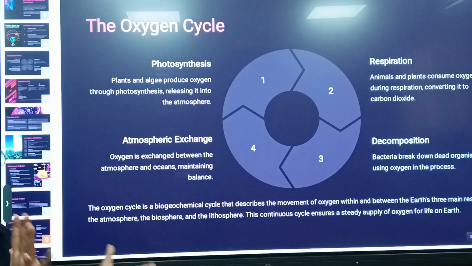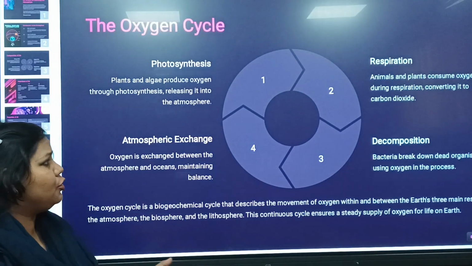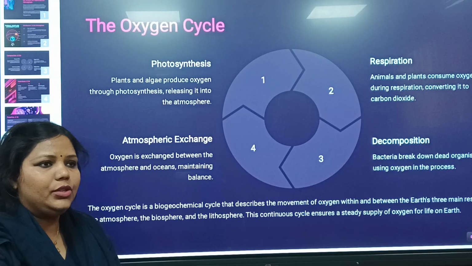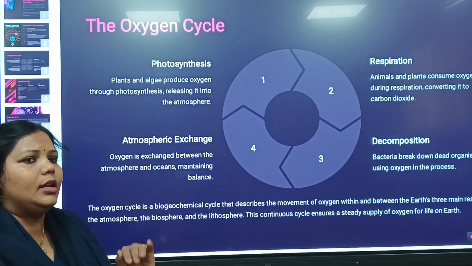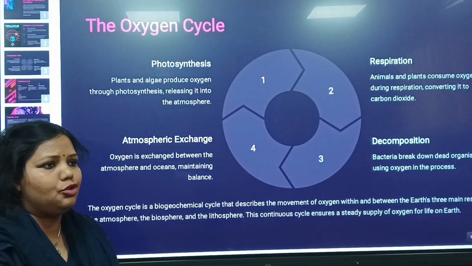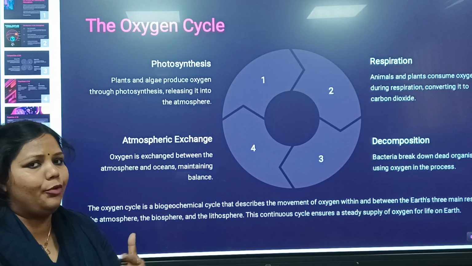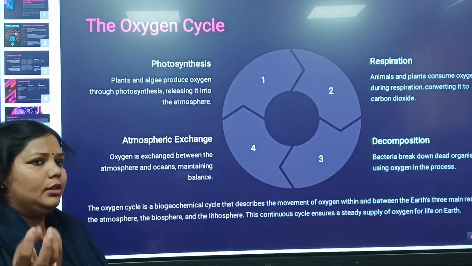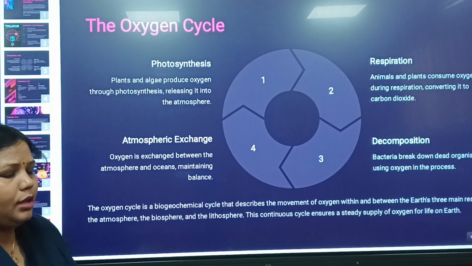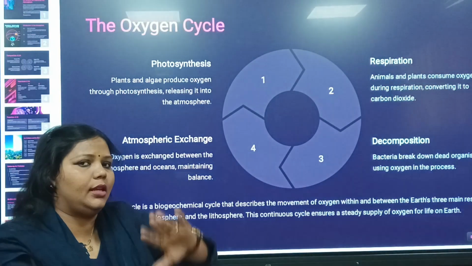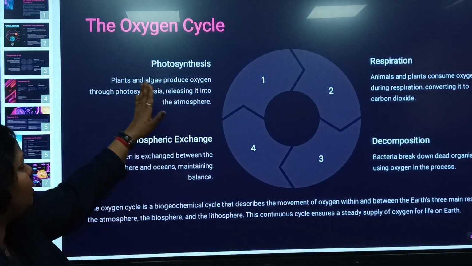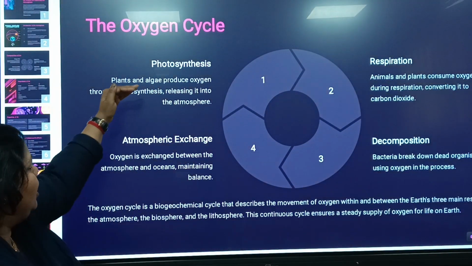Now, oxygen cycle. The balancing of oxygen in the atmosphere is done by the oxygen cycle. Plants are taking in carbon dioxide, and then with the help of photosynthesis, converting it and giving out oxygen. That oxygen is taken up by the living organisms and they are giving out carbon dioxide. So this process is going in circular form, and this is known as the oxygen cycle.